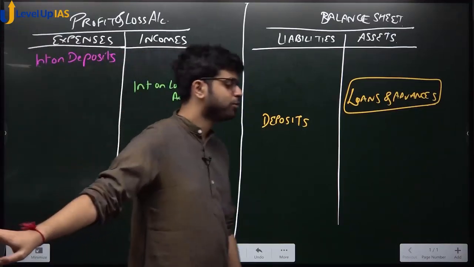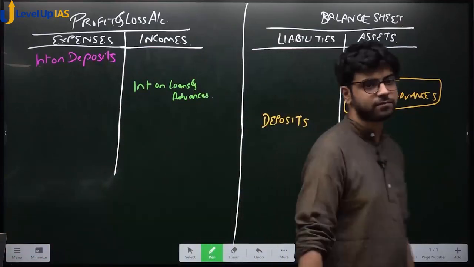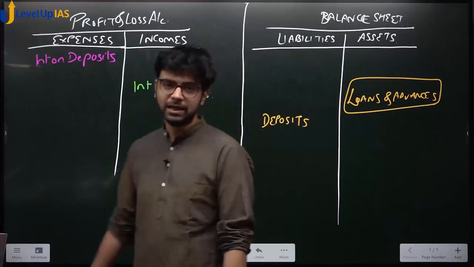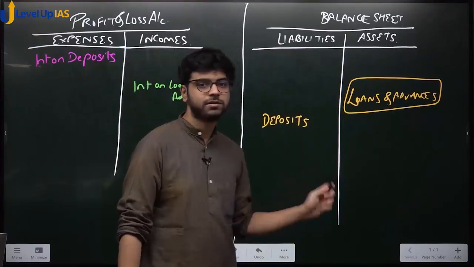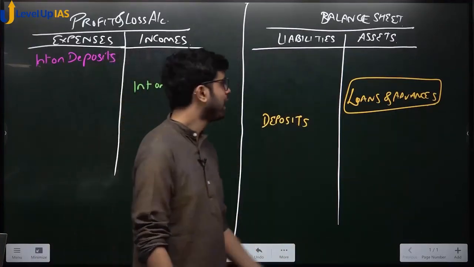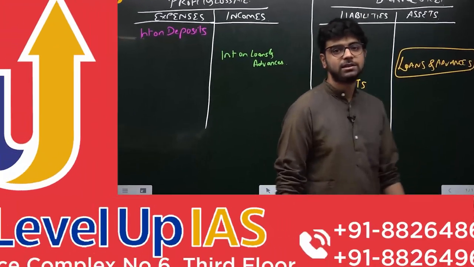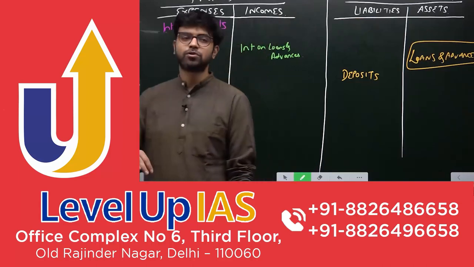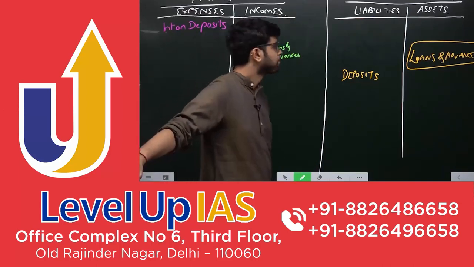Investment in government bonds. Who is borrowing money? Government is borrowing money. Who is lending money? Bank is lending money. Where are we writing loans? Asset side. So can I say it will come in the asset side? Yes or no? The concept should be very, very clear, otherwise this is very difficult to comprehend. Okay?